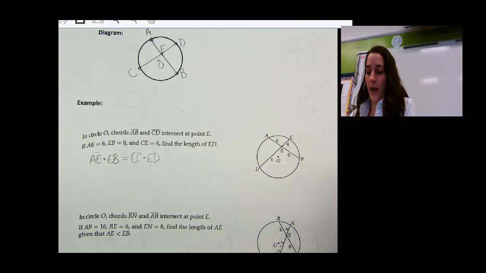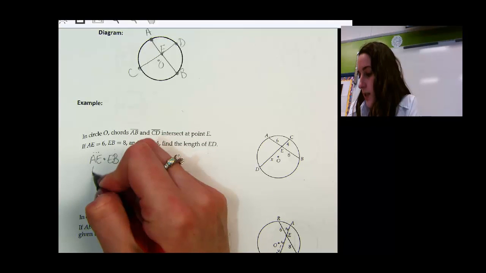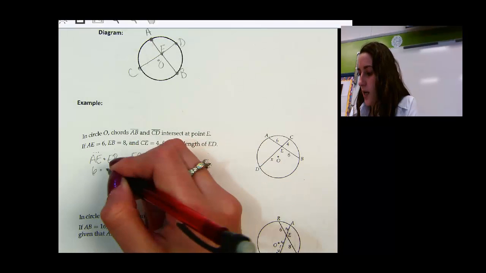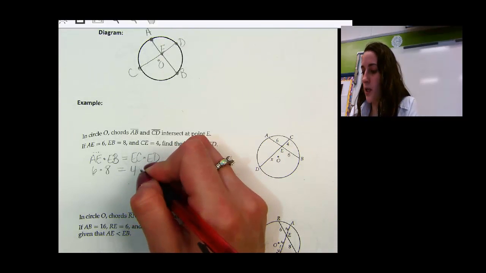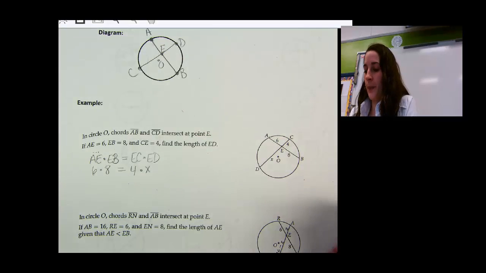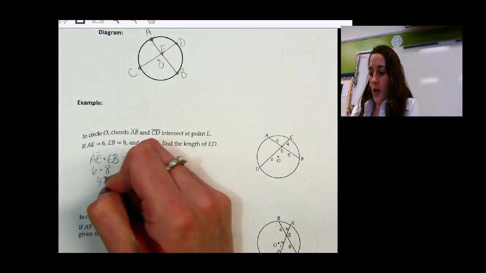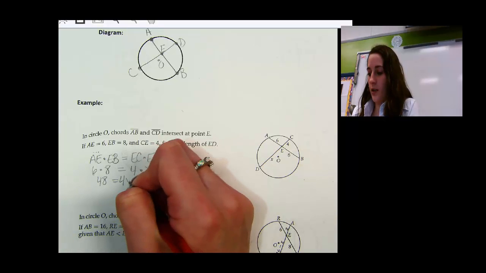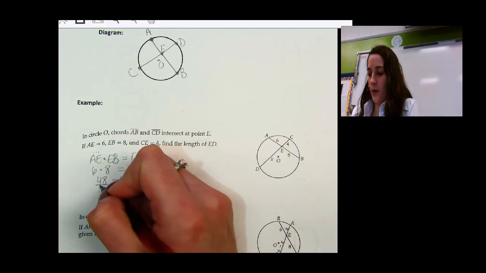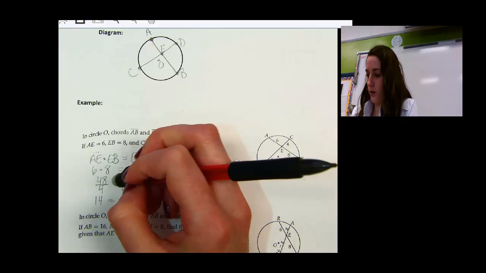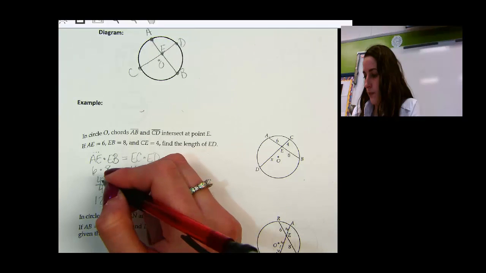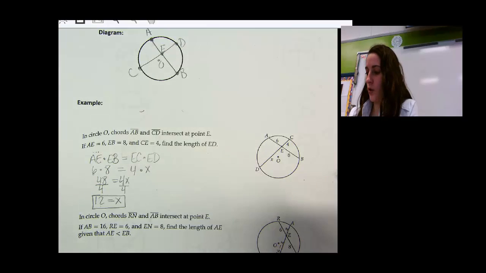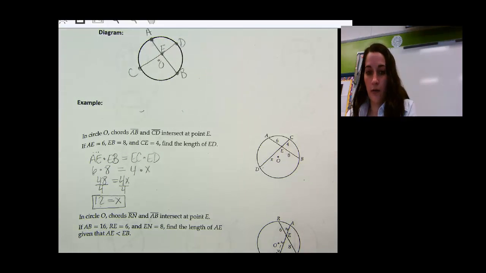So now we're just going to go ahead and substitute all the values in. So AE is going to be 6 times EB, which is 8, is going to be equal to the length of EC, which is 4, times ED, which is what we're looking for, so times X. 6 times 8 is just 48, and that's going to be equal to 4X. Divide both sides by 4, and we're going to get 12 is equal to X. So the length of segment ED is going to be 12.